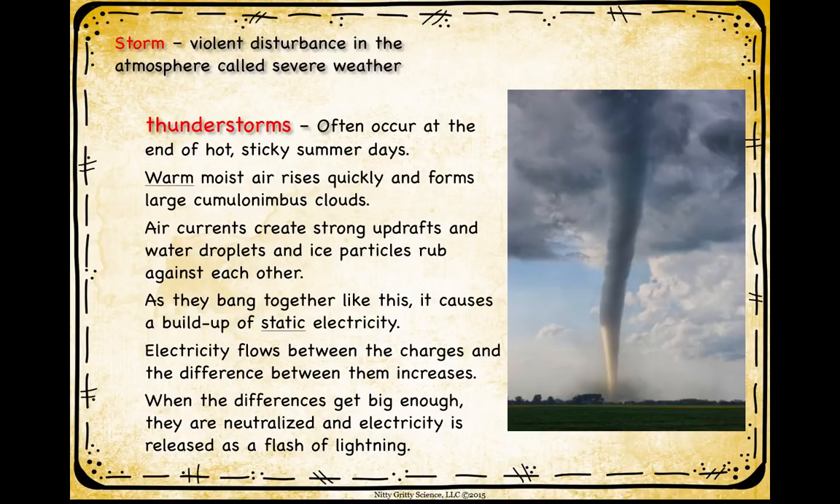You're going to get these different layers of wind that are causing updrafts. And so when that warm air rises quickly, it's going to form these large cumulonimbus clouds. The air currents create strong updrafts, and the water droplets and ice particles rub against each other. As they bang together, these water droplets up in the clouds are creating a lot of static electricity. We've talked about this earlier in the year. That's how you get the flash of lightning.